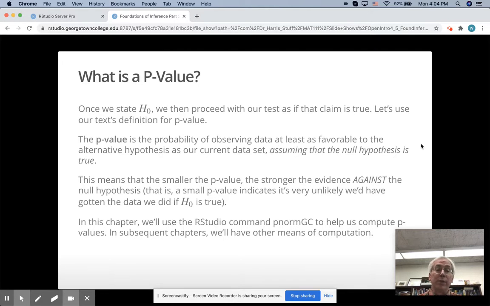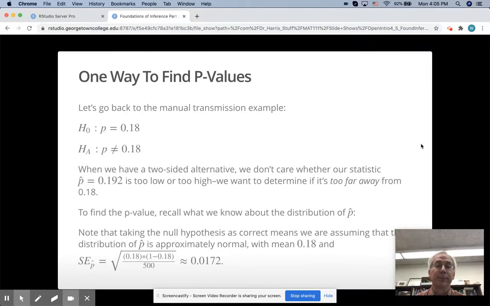So what's left to do then is to figure out how we're going to calculate the p-value. And we're going to use our friend from chapter 4, pnormGC, at least for the time being. pnormGC is going to be the RStudio command that we're going to use to find the p-value. That's not going to work when we get to chapter 7, but for right now here in chapter 5 and a good part of chapter 6, we're going to be using pnormGC. So here's how we're going to use pnormGC to find the p-value.